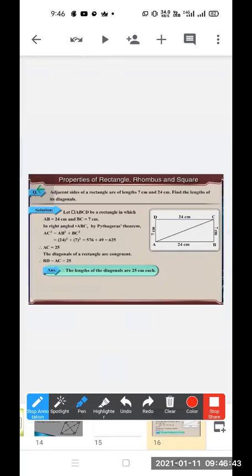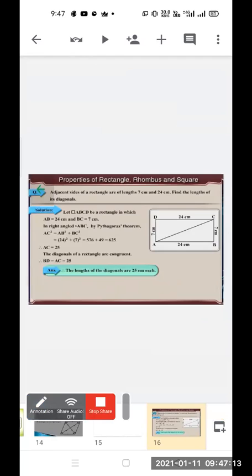Therefore, the diagonals of a rectangle are congruent. That is BD equal to AC, that is 25. We know that diagonals in a rectangle are congruent. So we have got diagonal AC as 25. Similarly BD is also 25.